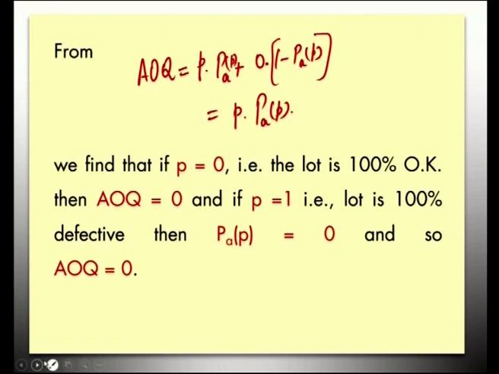From this equation, we find that if p is equal to 0, the lot is 100% okay, that is, the average outgoing quality is 100% okay, then AOQ becomes 0. Suppose p is equal to 1, then we have AOQ equal to just Pa of p, and the lot is 100% defective, then Pa of p is equal to 0 and so AOQ is equal to 0. If p is equal to 0, AOQ will become 0 because of this small p. If p is equal to 1, then AOQ is equal to just Pa of p because p is 1. If this Pa of p becomes 0, then AOQ also will become 0 and we say that the lot is 100% defective.